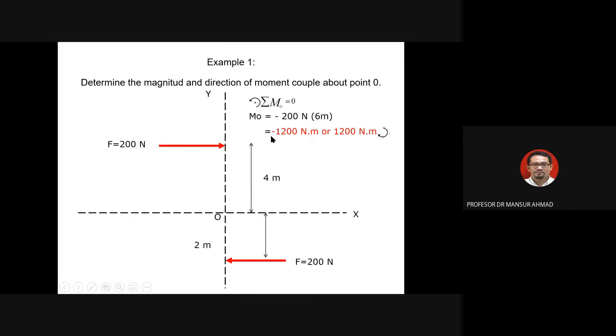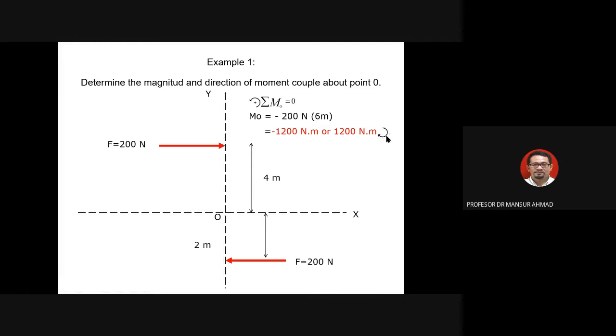So the answer is negative 1200 Newton meter, or you can write like this, 1200 Newton meter and draw the direction here, which is tightening up or clockwise, yeah, or negative. Yeah, this negative. Or you can write like this, negative 1200 Newton meter, or you can write like this, 1200 Newton meter, draw the direction here. Yeah.